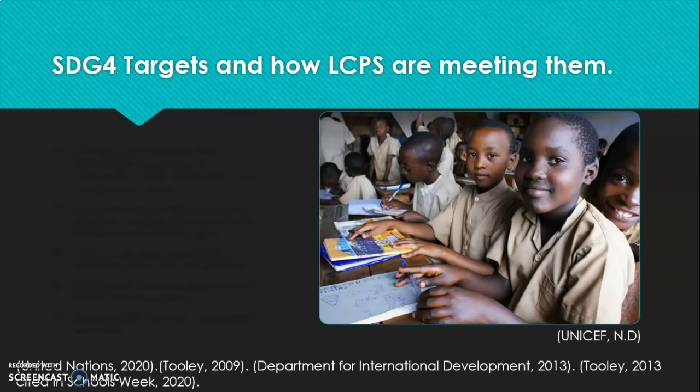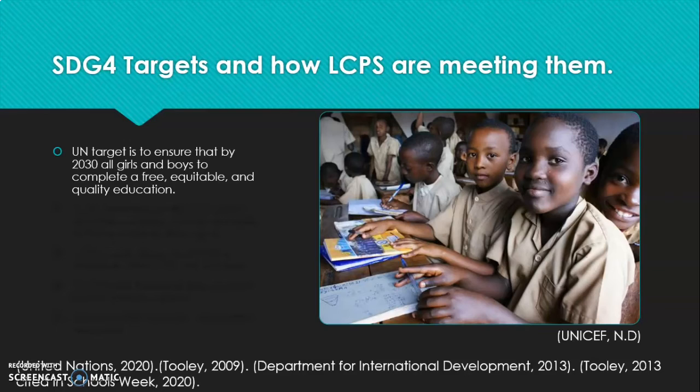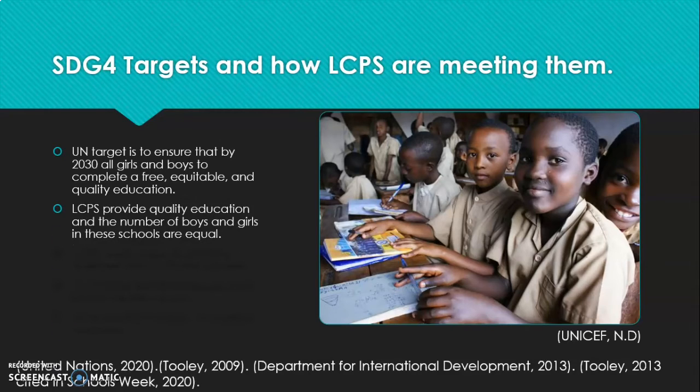Sustainable Development Goal 4 targets and how low-cost private schools are meeting them. The first target is for the UN to try and ensure that by 2030, all girls and boys complete a free, equitable, and quality education. Tooley in 2009 found that low-cost private schools do provide equitable and quality education for all, and that the number of boys and girls in private schools are equal.